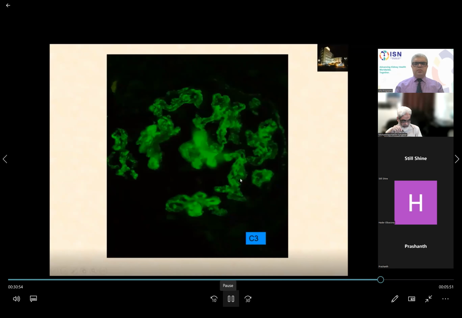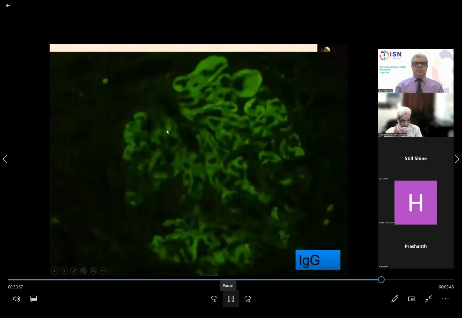And this is another case stained for IgG, and also has diffusely distributed immunoglobulin G deposit along the capillary wall, mesangial, subendothelial and subepithelial, and we show here the subendothelial lesion, and this is the mesangial or capillary wall lesion.